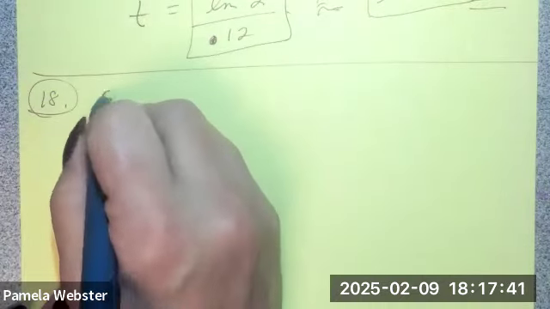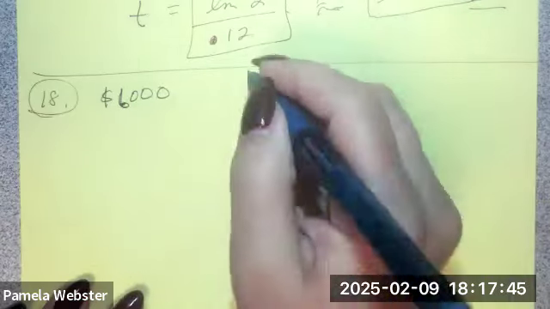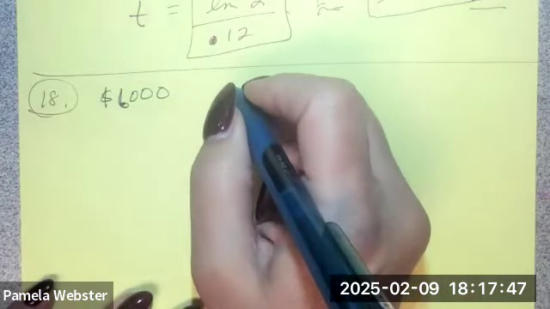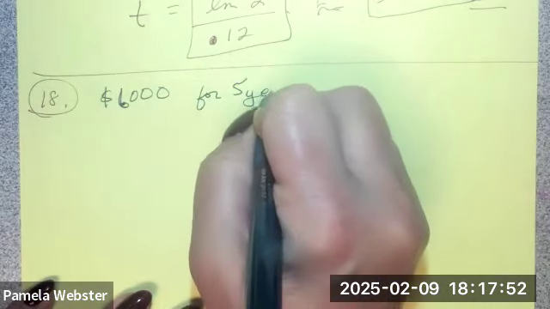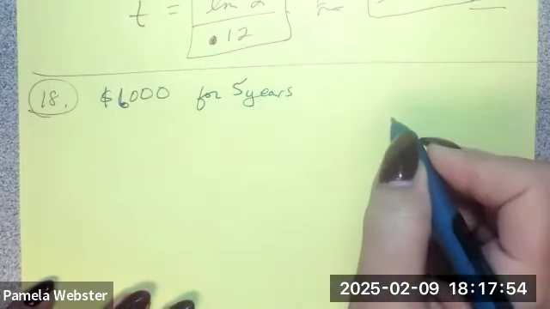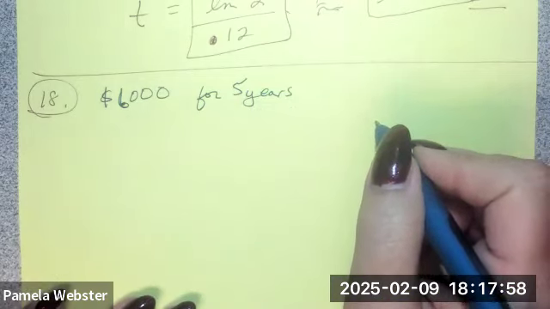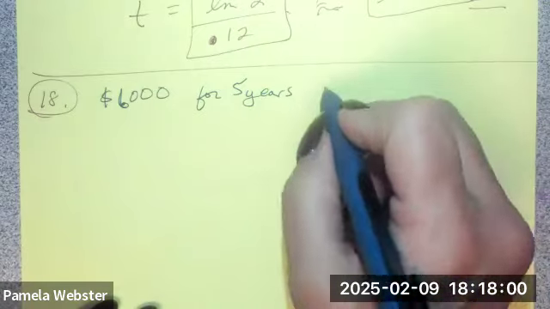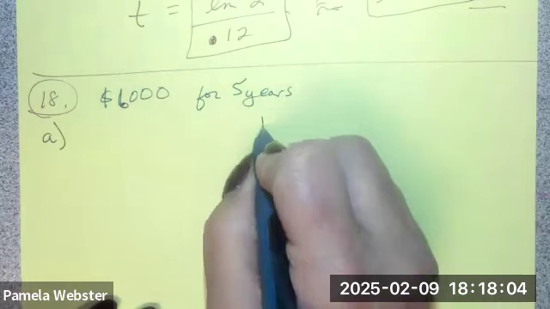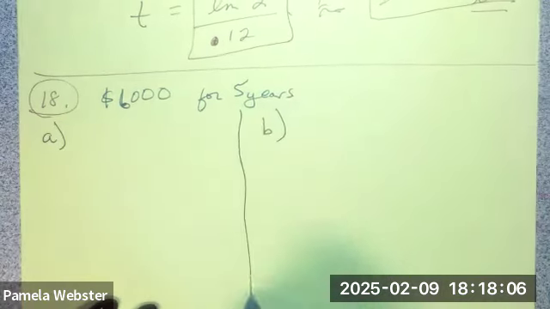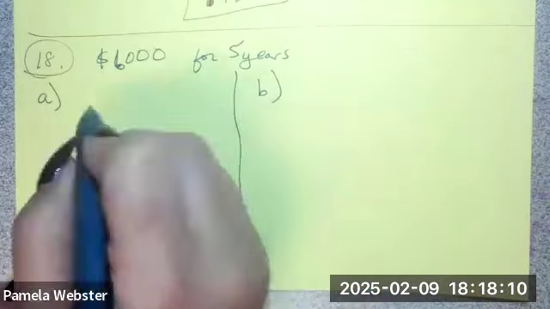Number 18 says you're going to put $6,000. We only have one more after this, so we should be good. $6,000 for 5 years. It's going to be invested. Which account would yield the greater payoff? So I'm actually going to let y'all work this one. I'll pause, I'll work it, and then come back and see if you agree with me.